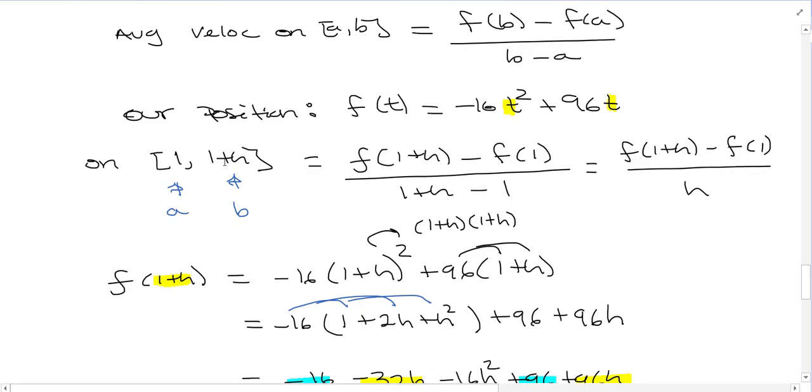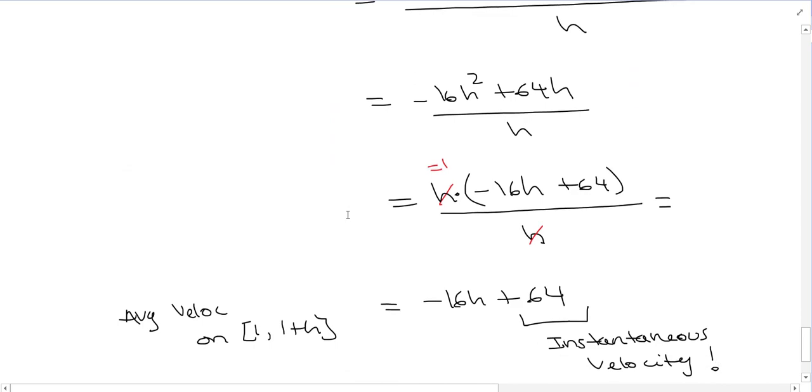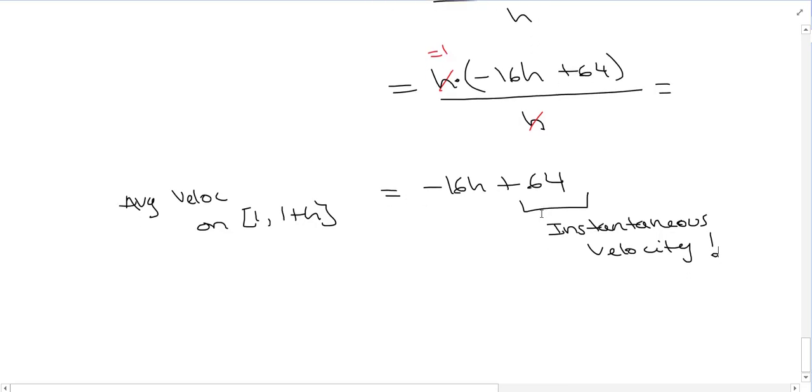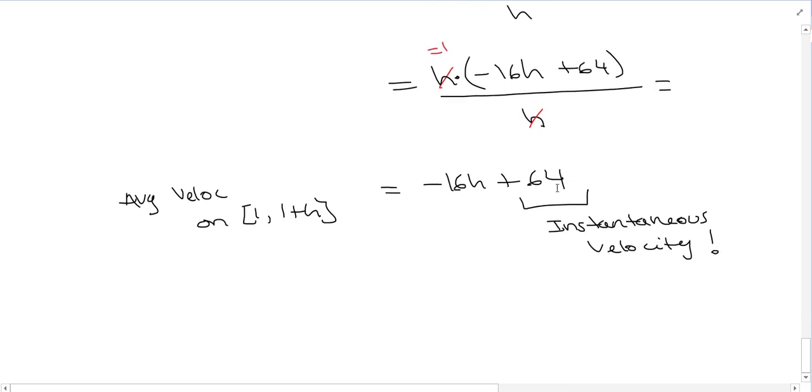So if that h is really, really close to 0, then the minus 16h term we can essentially ignore, because it's almost like plugging in 0 for h. So this will go away, and you'll be left with the instantaneous velocity right at t equals 1, which will be 64 feet per second. And so that's how we can use the difference quotient and average velocity to approximate an instantaneous velocity, by using the interval from a to a plus h and letting h be really close to 0.